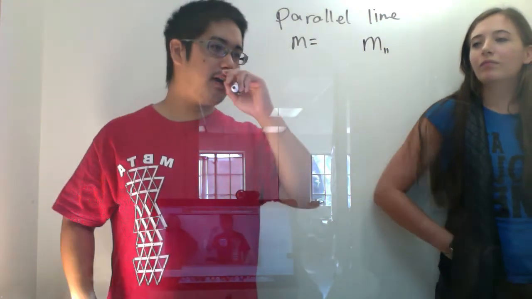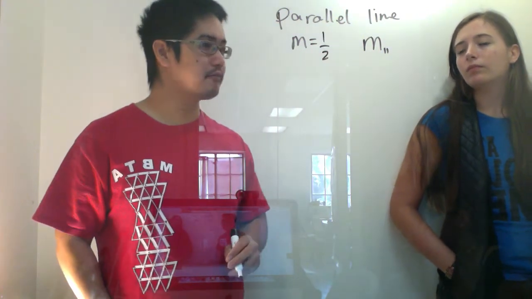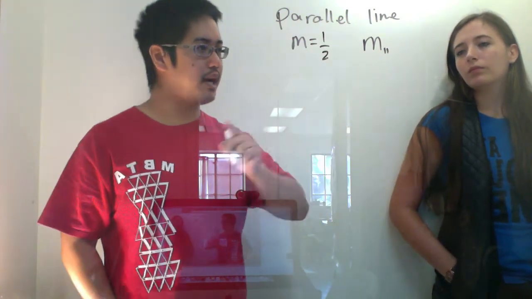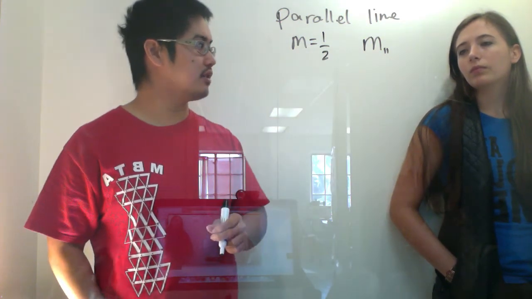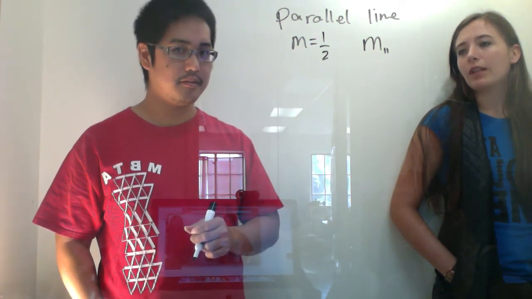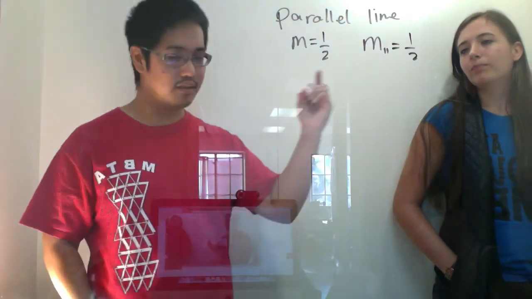All right, so if the slope is 1/2 or something like that, then what is the slope of another line that's parallel to this one? It would have to be the same thing. It would be the same slope. We covered that. Good.